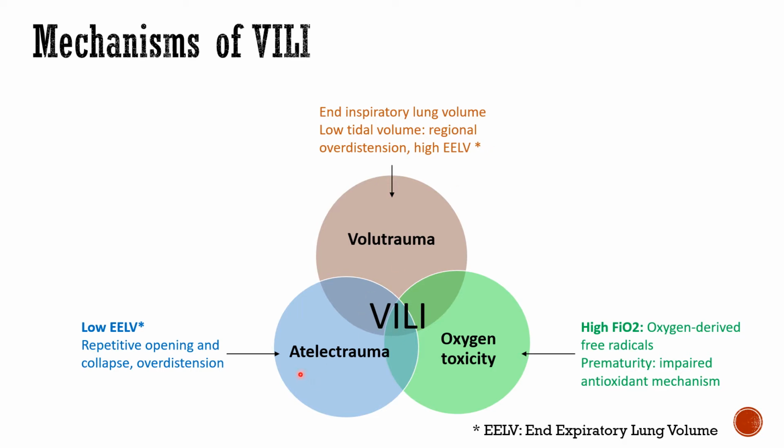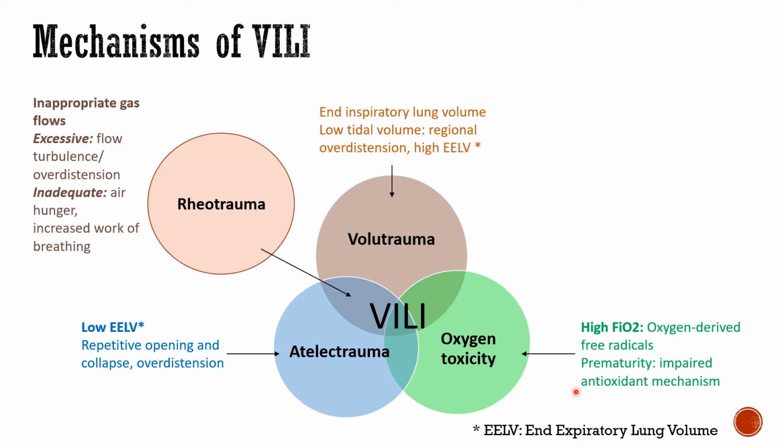Atelectrauma, defined by a low-end expiratory lung volume, causes trauma through repetitive opening and collapse, that is recruitment and de-recruitment injury of alveoli, as well as contributing to injury in other areas by causing regional overdistension. Oxygen toxicity, in which oxygen-derived free radicals cause cellular cytotoxicity due to high FiO2s, and even more premature infants are at higher risk due to impaired antioxidant mechanisms.